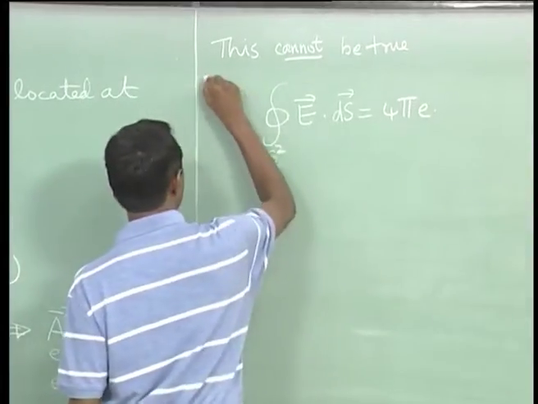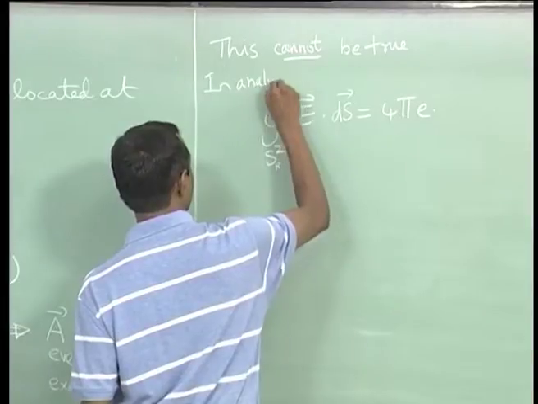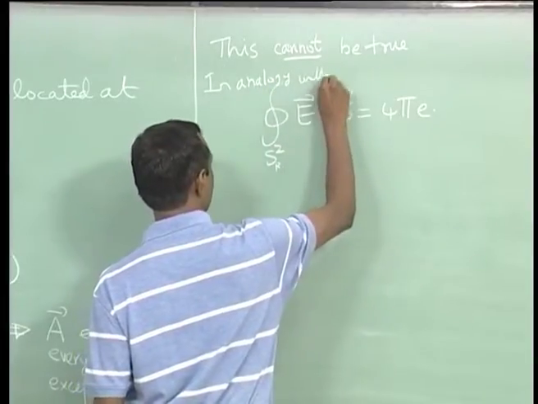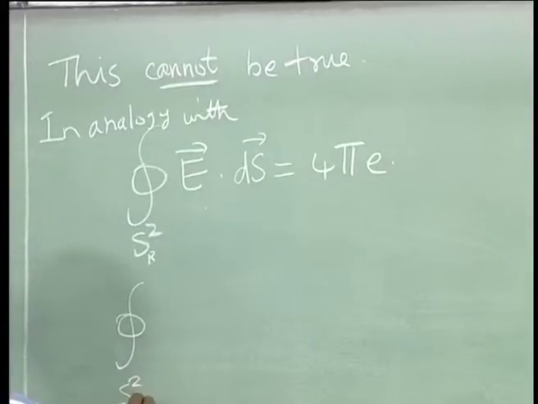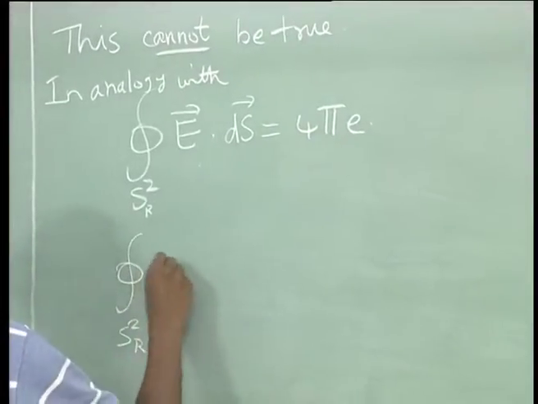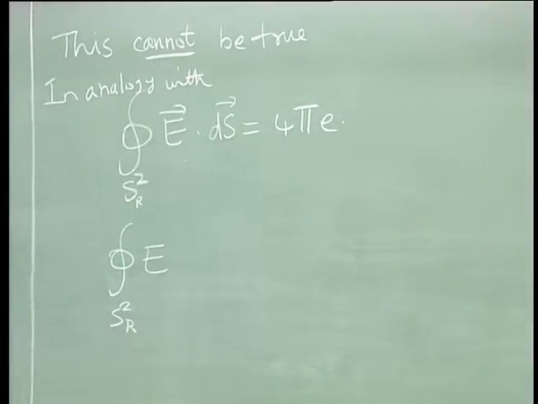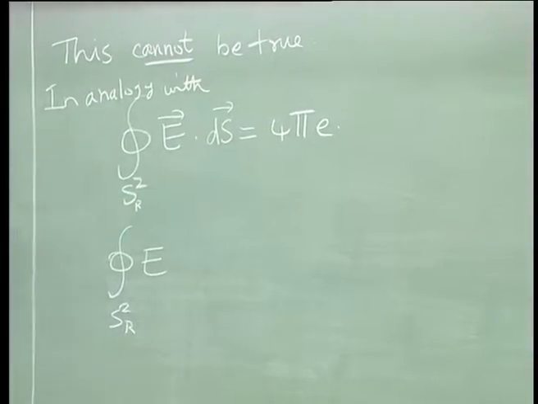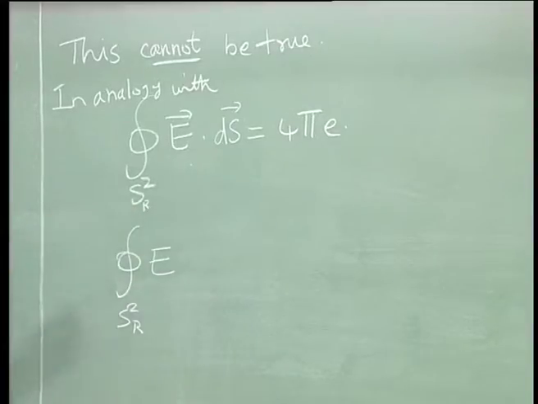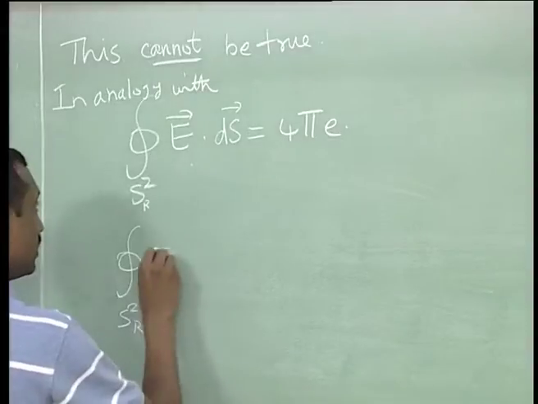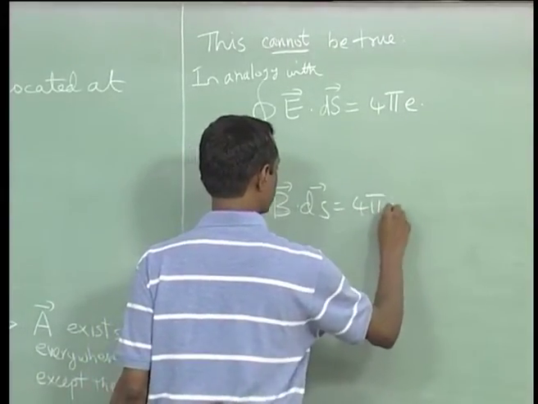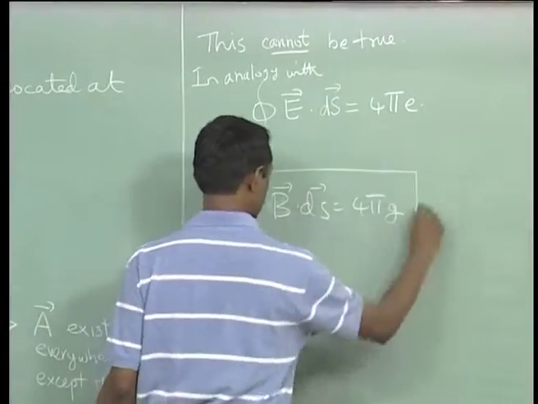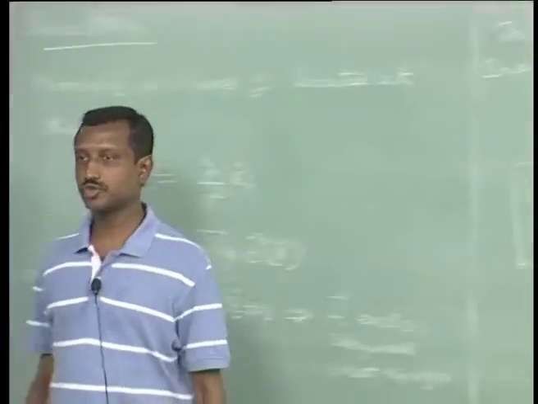In analogy with this, we can write the integral over any radius S2, a sphere of radius r centered at the origin. I can choose any Gaussian surface that encloses that charge, then it is okay. So I will get the integral of B dot ds should be 4 pi g.